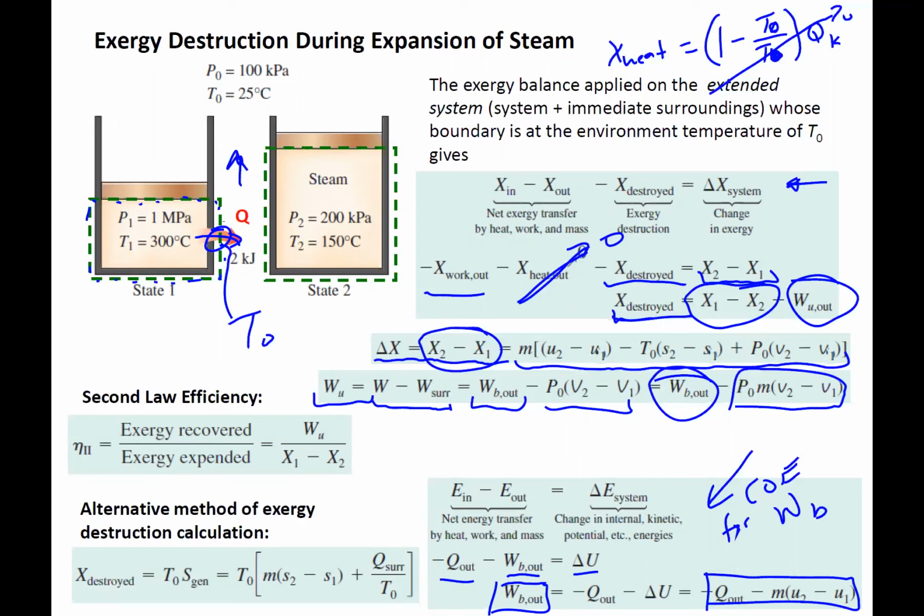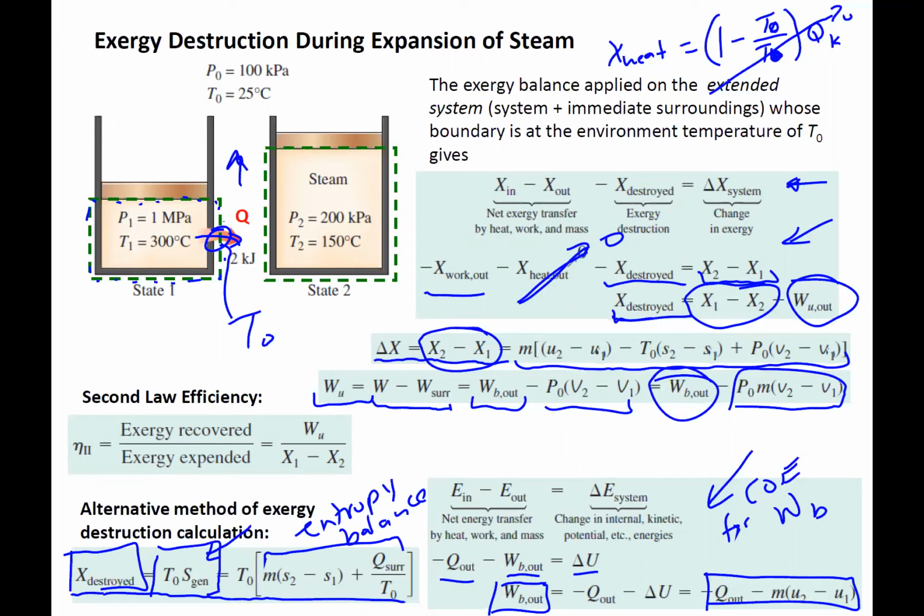All right. The other thing we could do to get X destroyed is, we did the exergy balance up here, but we can actually just do the entropy balance, because X destroyed is just T naught times S gen. Well, to solve for S gen, we just do the entropy balance of a closed system. And that ends up being this from the entropy balance in this case. I didn't show all the steps, but that's from the entropy balance. This method to get X destroyed is the quickest. Okay, you saw all the steps we had to do for the exergy balance.